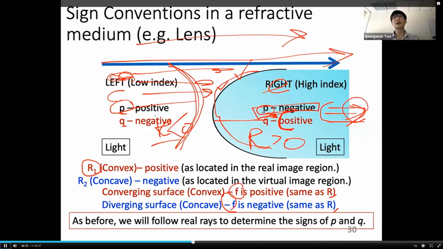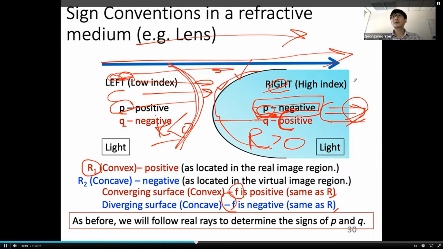Okay, but with this condition, this object can still generate an image. All right, how can it happen? Because we can introduce a virtual object. With the virtual object, although there is no physical interaction between the light and this element, you can still generate the image. I will come back to this in one of the tutorial questions. So I will show you the tutorial question later, and then we can have more discussion about this.